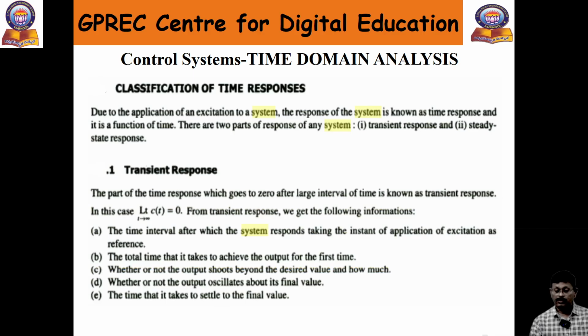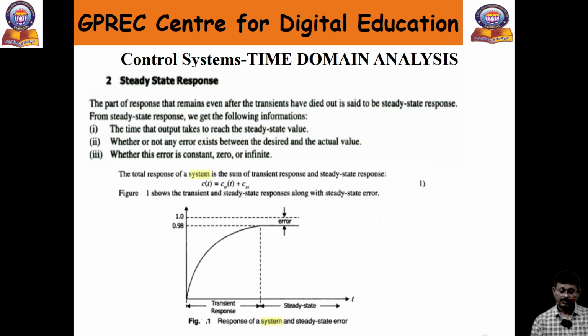From the transient point of view, I am giving some small information here. We consider the time interval after the system response, taking the instant of application of excitation as the reference. Then the total time that it takes to achieve the output for the first time, whether the output goes beyond the desired value and by how much, whether or not the output oscillates about the final value, and the time that it takes to settle to the final value. So they call this the transient response. These are the few points.